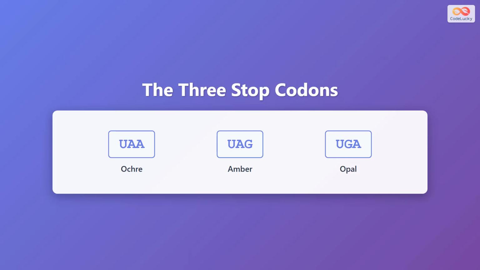In the genetic code, there are 3 stop codons that signal the end of translation. These are UAA, known as Ochre, UAG, called Amber, and UGA, known as Opal. Normally, these stop codons appear only at the end of a gene to signal that the protein is complete. However, in a nonsense mutation, one of these stop codons appears earlier in the sequence due to a point mutation, causing premature termination of the protein.